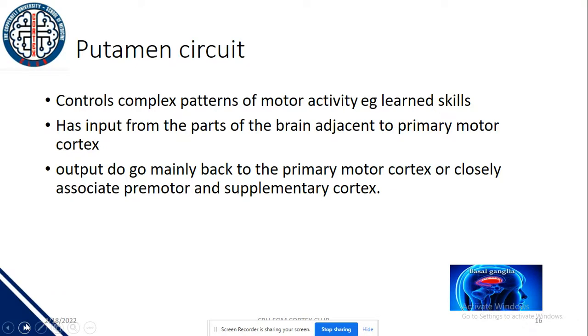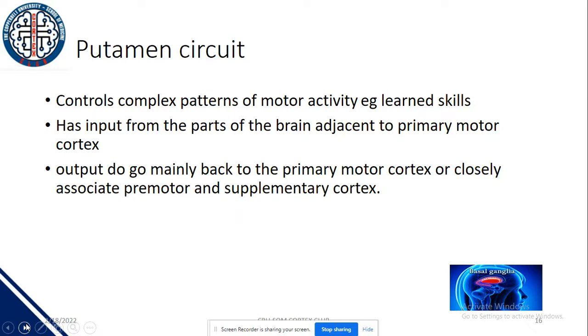With the putamen circuit, we're saying this one controls the complex patterns of motor activity, e.g. learned skills. So what are some of the learned skills that we know? Some of the learned motor skills include essay writing, handwriting. Normally we maintain our handwriting. Why? Because those are learned motor skills. Things like cooking, playing football, playing volleyball and so on. Those are learned skills, and the circuit that is responsible for that is the putamen.